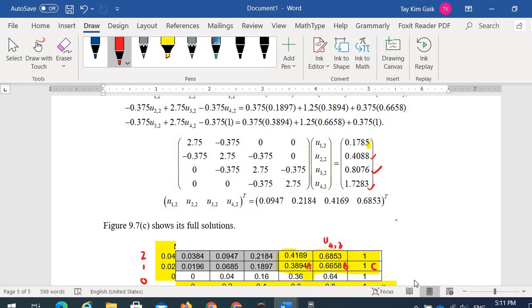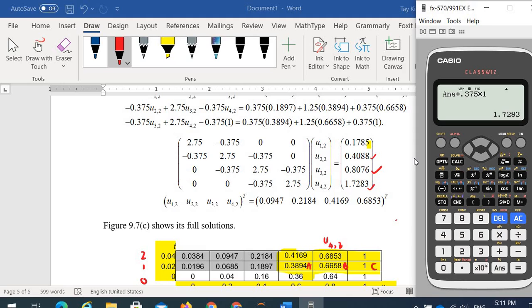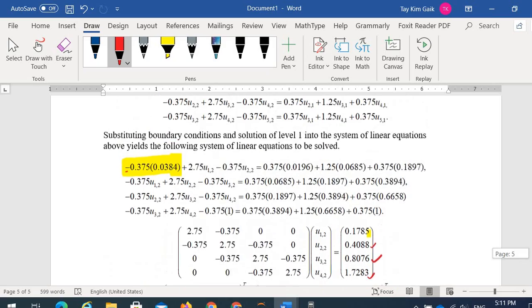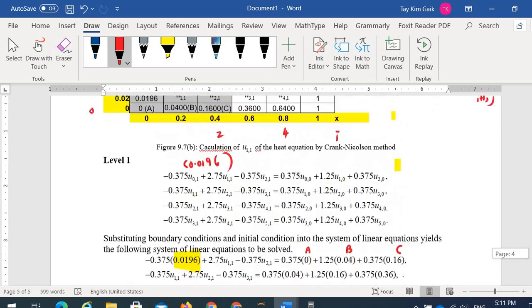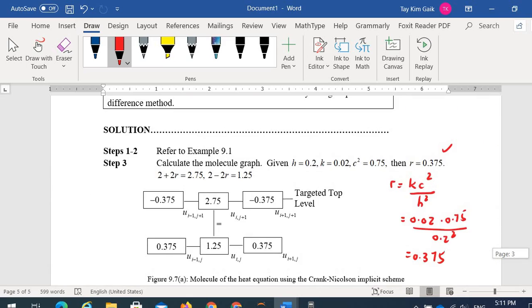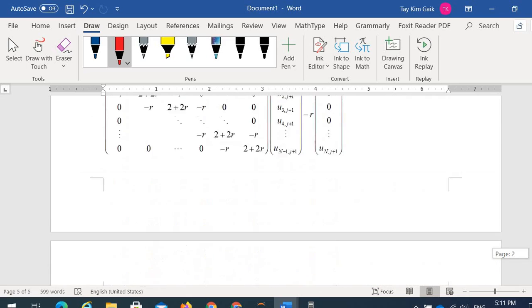Even here, quickly again using the equations menu. And the same thing, we go to the equation menu, key in these 4 simultaneous equations just now, then we get this one. So I'm going to conclude back for the heat equation.